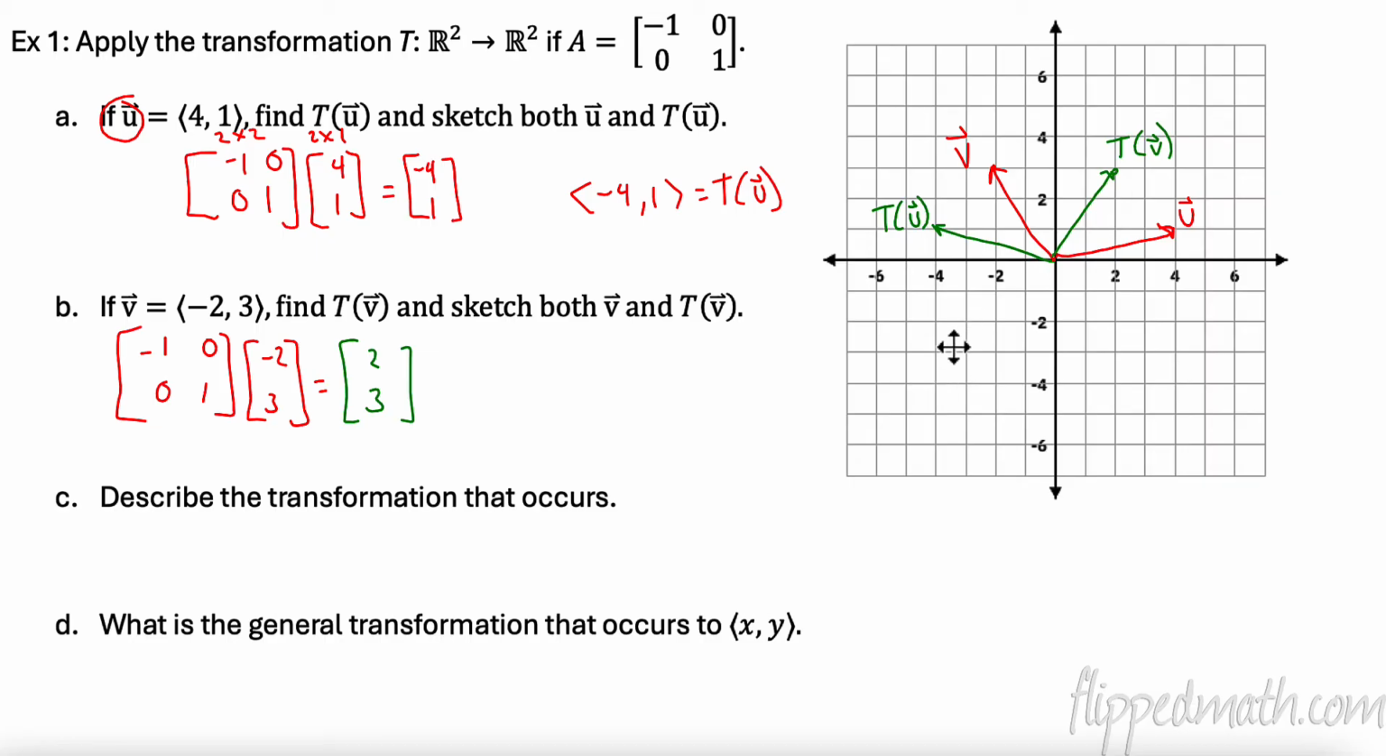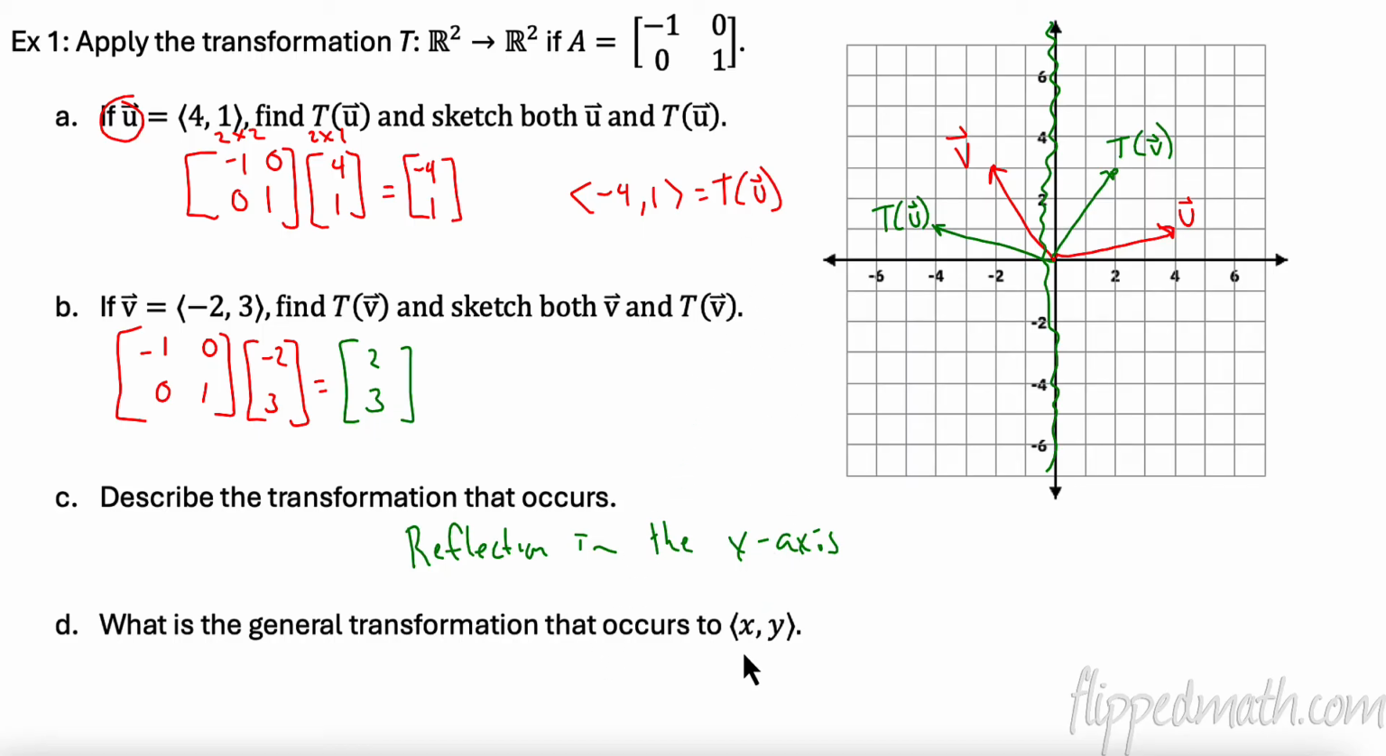Now, if you have a keen eye, you've noticed something. These transformations right here, they are reflections in the y-axis. So when it describes the transformation, it's a reflection in the y-axis. In other words, it's a horizontal translation, isn't it? It says, what is a general transformation that occurs?